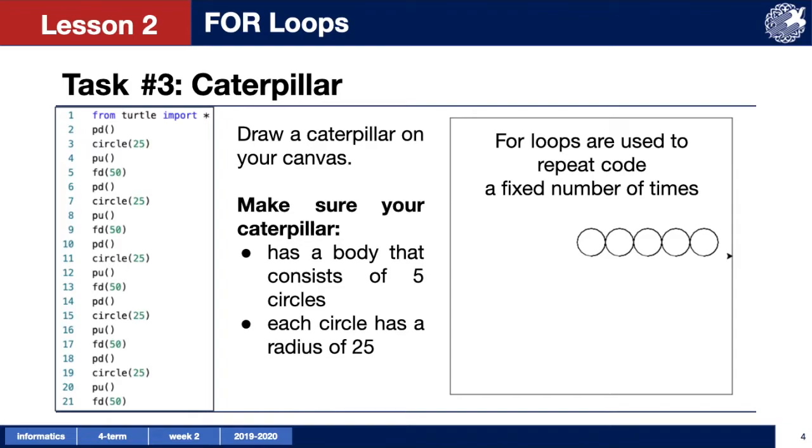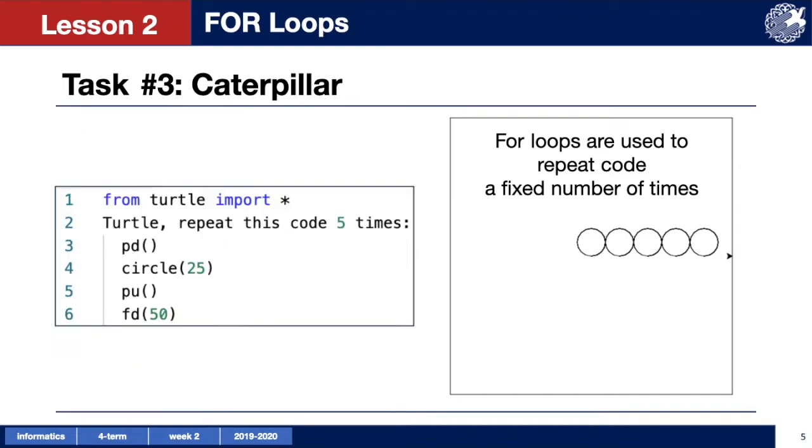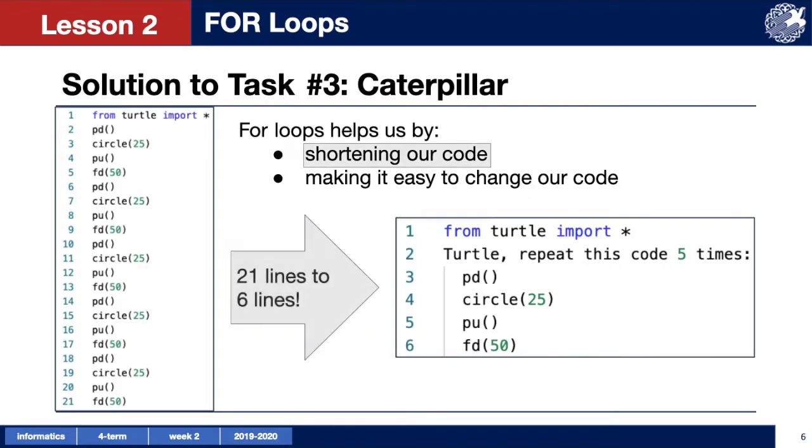So instead of copying and pasting to create your caterpillar with 5 circles, you can just tell the turtle to repeat the code to make a circle 5 times. This helps us a lot when we need to repeat something many times, because all we need to do is write how many times we want the code to repeat. Making a caterpillar with 100 circles is now as easy as making one with 5. Loops help us by shortening our code, which is something all programmers want to do, because this makes our code easier to read. Using this code will shorten our program from 20 lines of code to 6 lines.